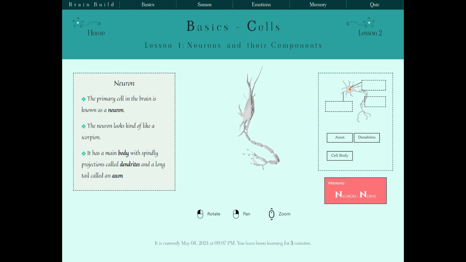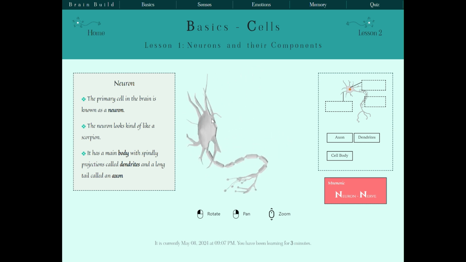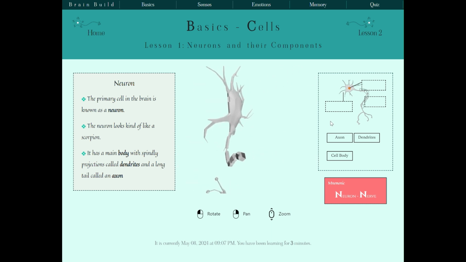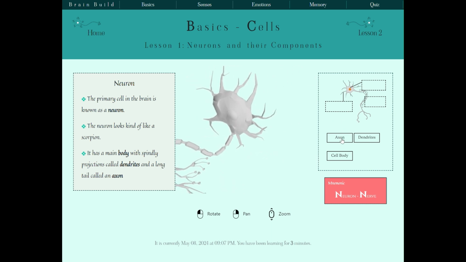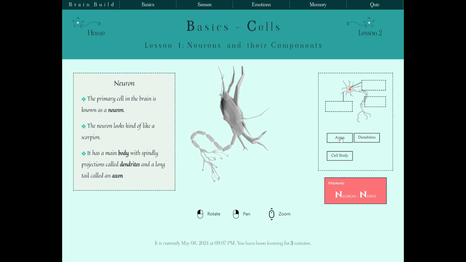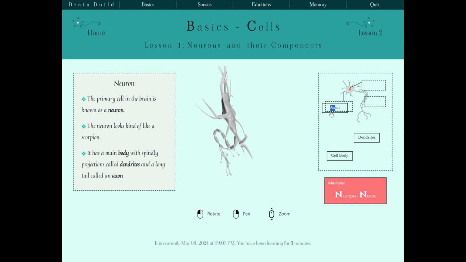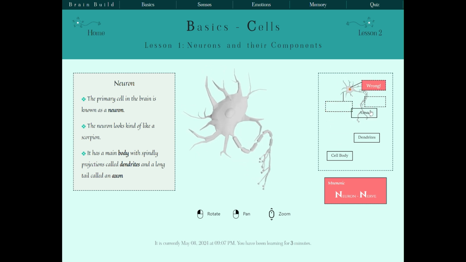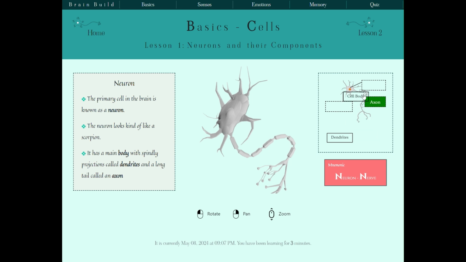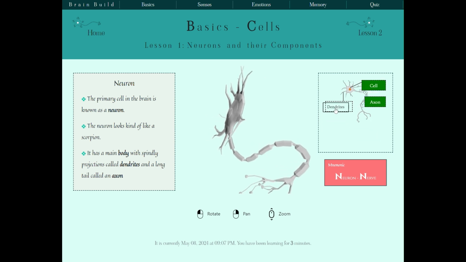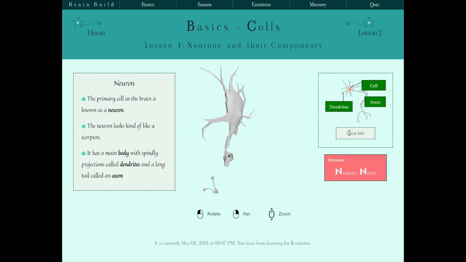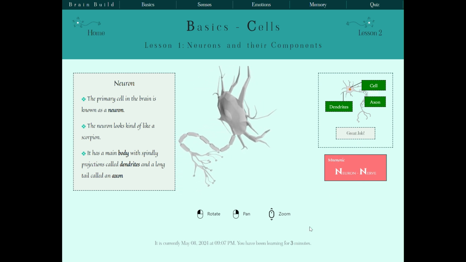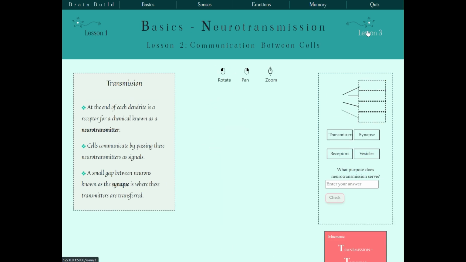Looks like we can rotate this. We can pan, and we can zoom in and out. Pretty cool. And we've got a little puzzle here. Okay, so we've got an axon. Let's try putting that here. No, that's not it. Here? No. Okay, it must be here. Cell body, that looks like it's this. Dendrites, that looks like it goes there. Yep, great job. Okay, we got a little mnemonic device here. Neuron, nerve. Okay, let's go to the next one.